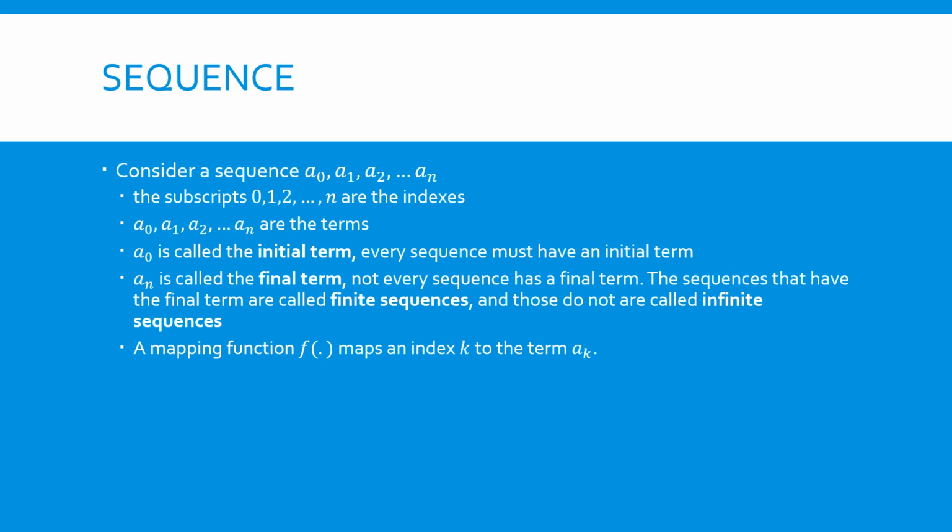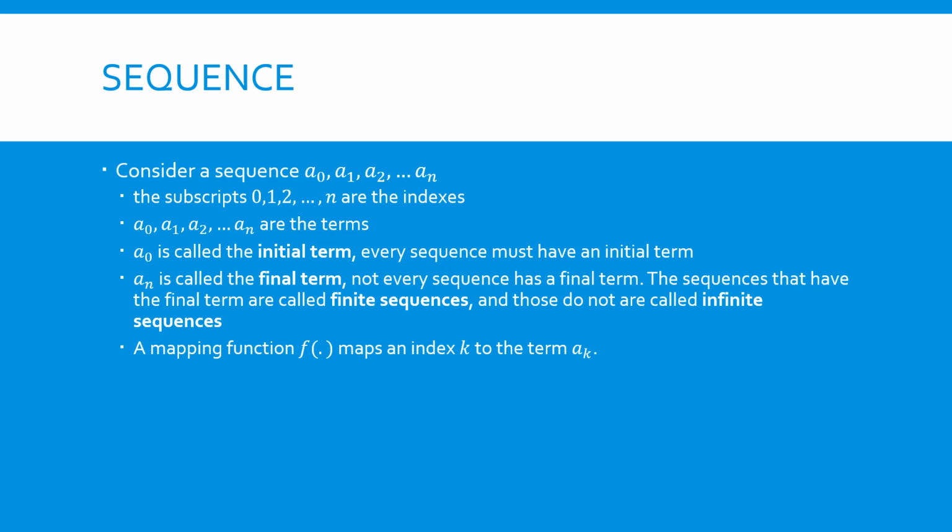Let's consider a sequence that contains the elements A0, A1, A2, all the way through AN. The subscripts 0, 1, 2, all the way through n are the indexes. And A0, A1, A2, all the way through AN are the terms, which compose the set S. The indexes indicate the order of the elements. Among the terms, A0 is called the initial term. Every sequence must have an initial term. The term AN is called the final term.